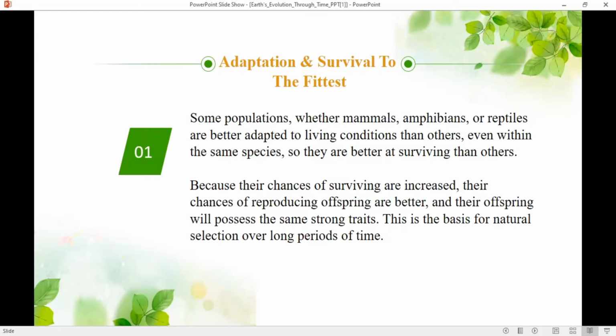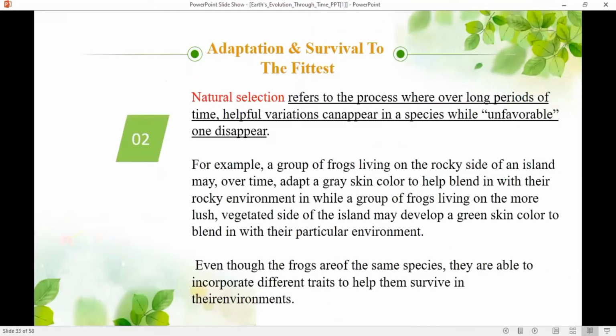So what is natural selection? Natural selection refers to the process where, over long periods of time, helpful variations can appear in a species while unfavorable ones disappear. So natural selection is the process through which species adapt to their environment, and it is also the engine that drives evolution. It means that if the species cannot live in their environment, then they are the ones to disappear.